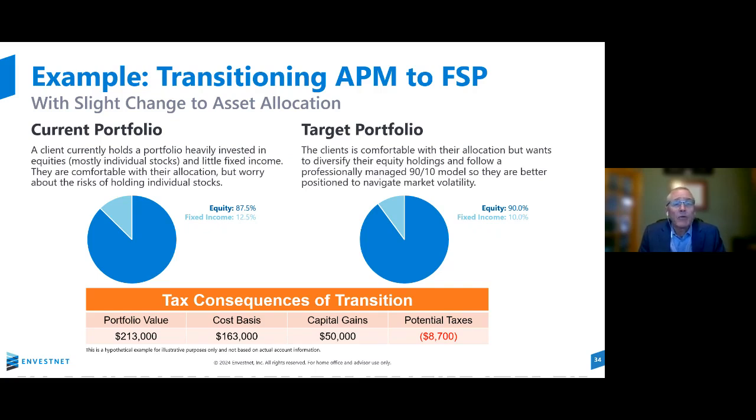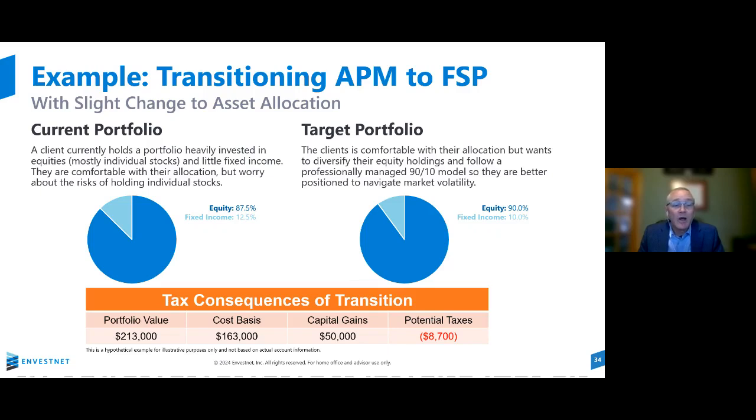So in this case, there's a portfolio that's not making a huge allocation change. The current portfolio is 87.5% equities, and it's moving to a 90% equity portfolio. But it is trying to diversify itself. So it's moving from individual stocks to a fund strategist portfolio model.